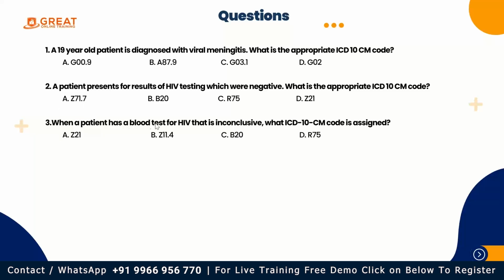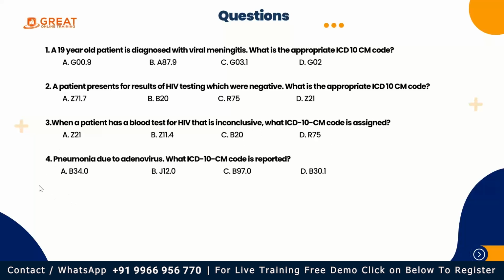When a patient has a blood test for HIV that is inconclusive. What is ICD for HIV in R75? Yeah, correct. This is a very easy question, as though it is a blood test, it is inconclusive, so we have R75. B20 is for confirmed HIV infection. Yeah. Then the correct answer is D, R75.